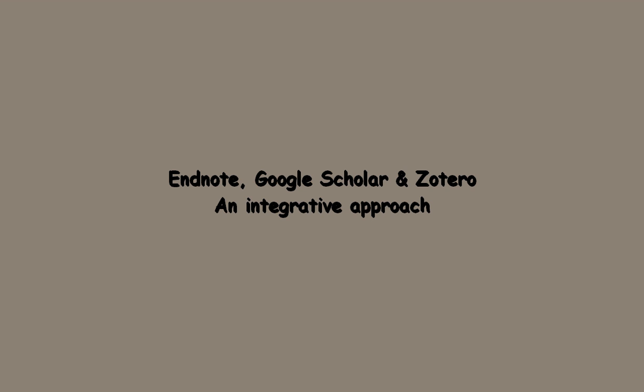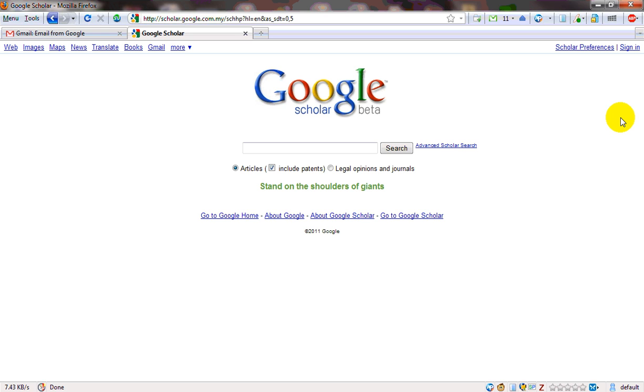Hi everyone, this is Muzammil, and in this tutorial we're going to look at how to use Google Scholar, EndNote, and a plugin called Zotero together to increase our efficiency in downloading automatic citations from Google Scholar.